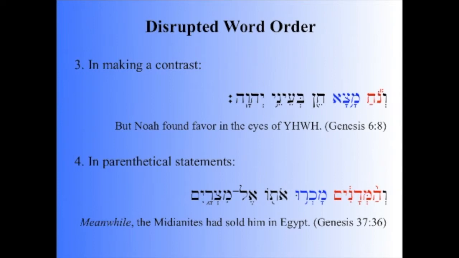Disruption can also occur in making a contrast. In Genesis, it has been talking about how much violence and terrible things have been going on in the creation that God has made. And here, Noah is set off as being the exception. So Noah here is being contrasted to what everybody else is doing. But Noah found favor in the eyes of the Lord.